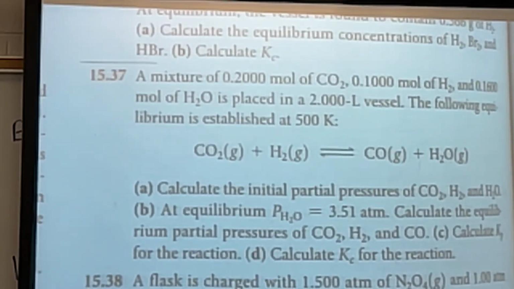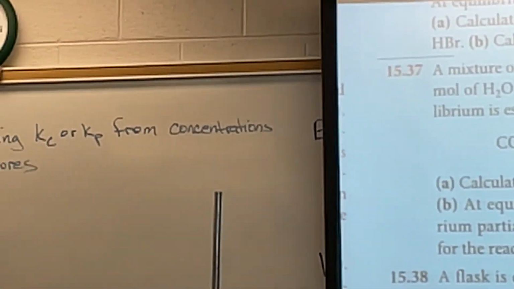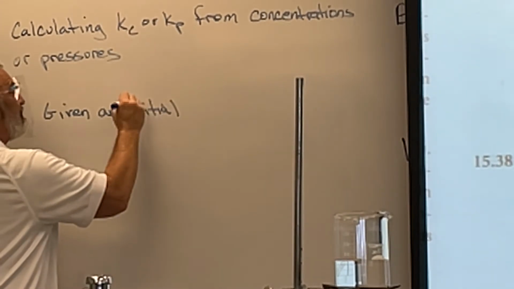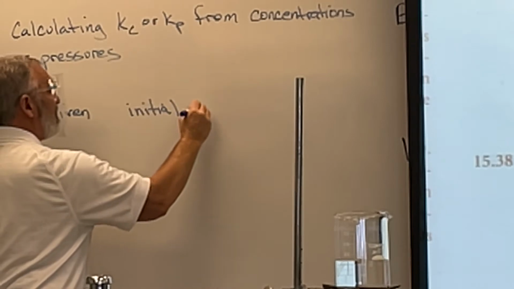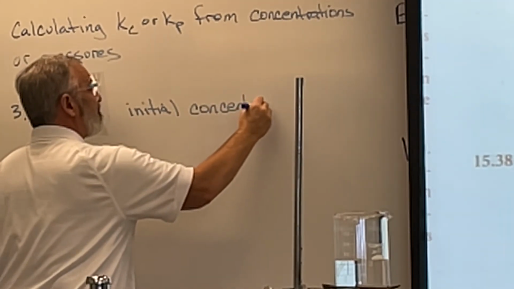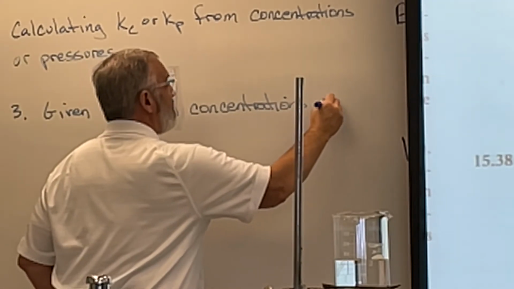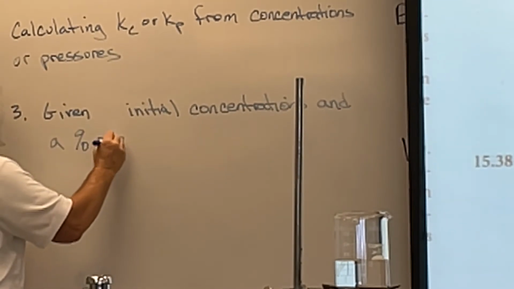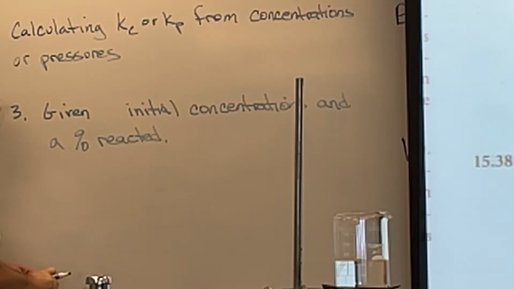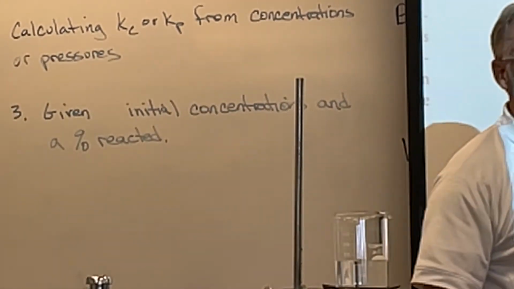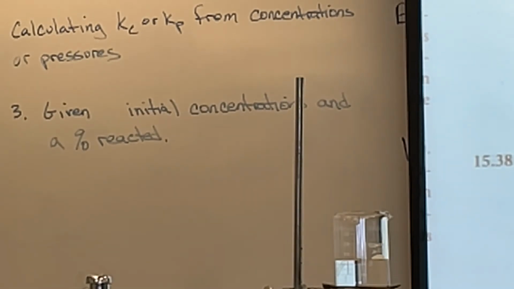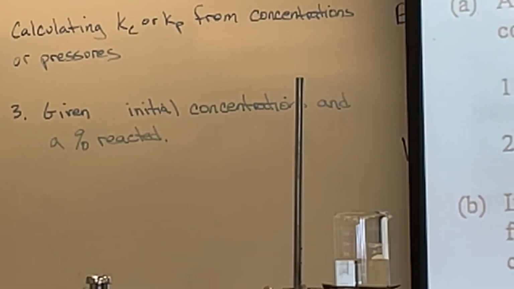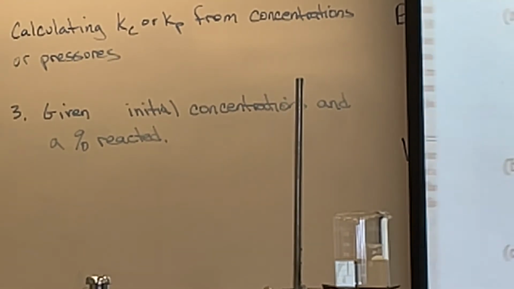The third way to calculate Kc is you're given initial concentrations, and rather than saying how much at equilibrium, they're going to give you a percent reacted. I'm going to pass this out to you tomorrow, but just here's an AP problem from 1983.